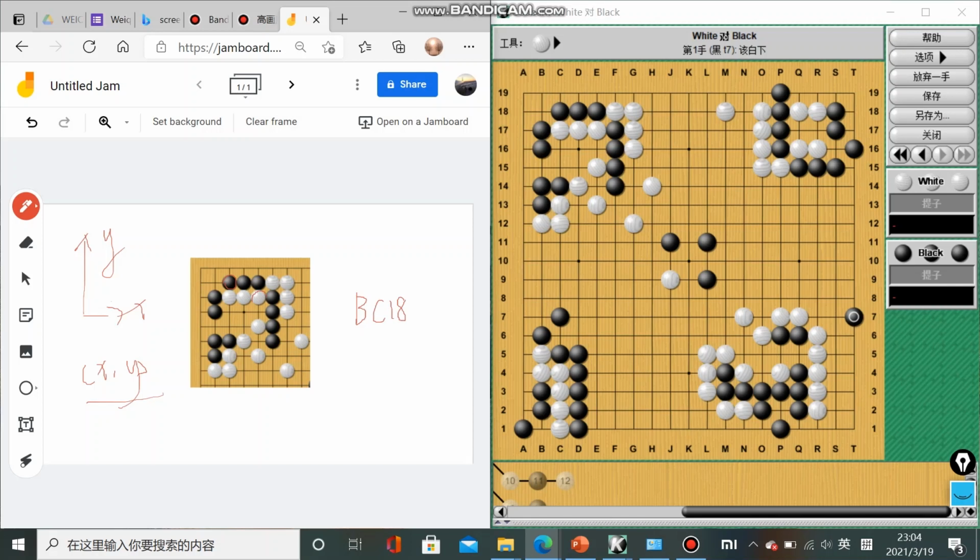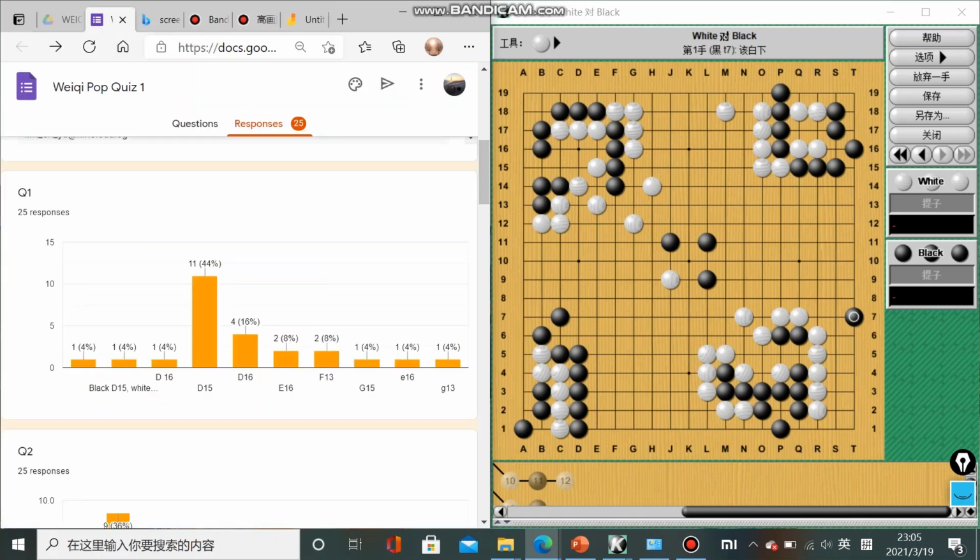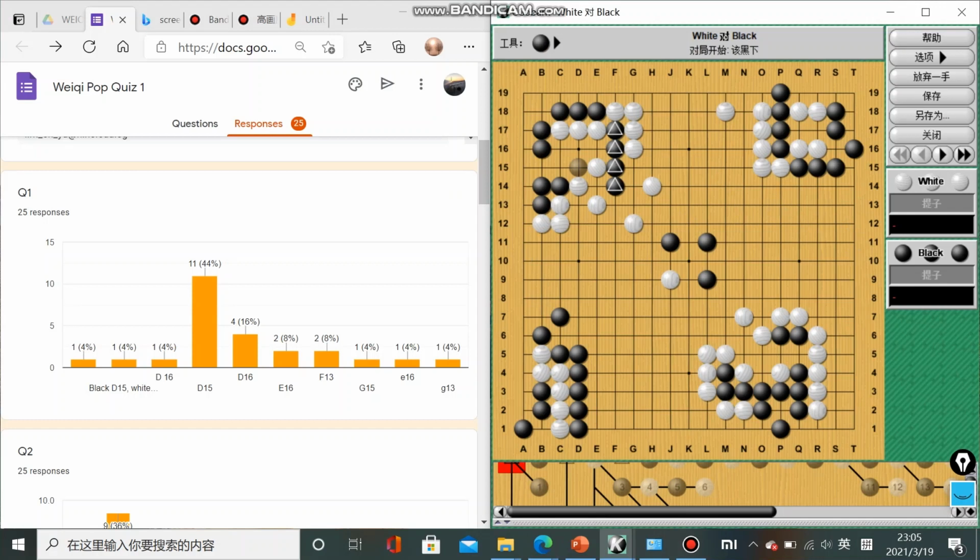What about this stone? It's played by white, and then A, B, C, D, E, E3. White, E3. Yes, so hope we can learn this method and use it during our homework next time. Let's go through our questions. Firstly, about this question.